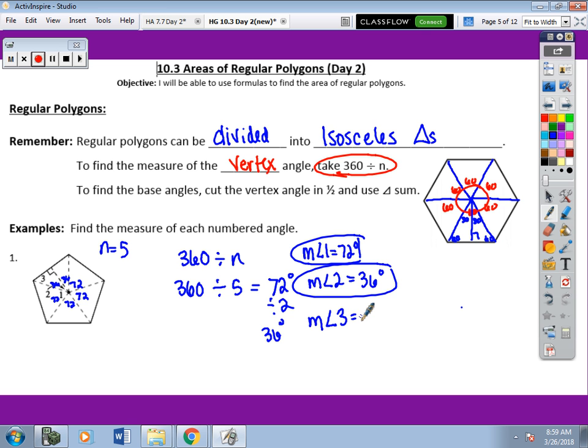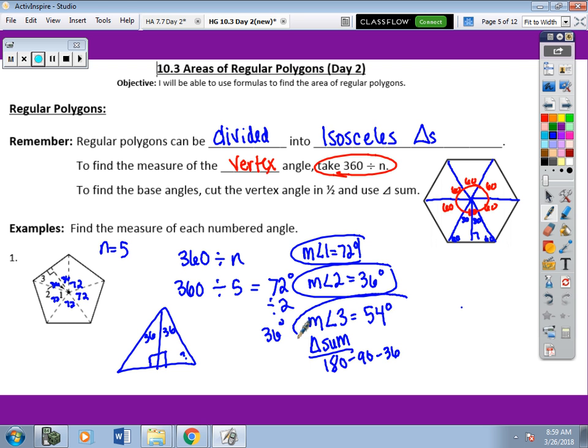To find the measure of angle 3, let me redraw this. The measure of angle 3 is this angle. So we can use triangle sum. 180 minus 90 minus 36. And that'll give me that the measure of angle 3 is 54. So this is important because if you don't know what the apothem is, you can use SOHCAHTOA to find out what the apothem is using sine, cosine, and tangent.